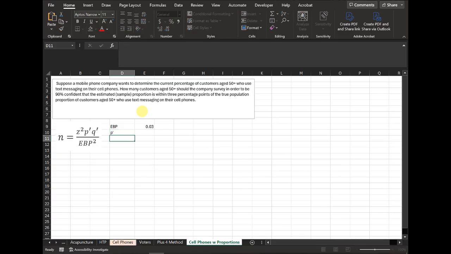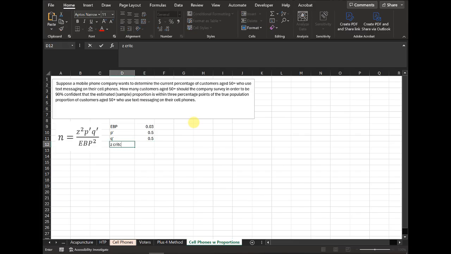Now, you'll notice that this problem says nothing about the actual proportions that we're using here. So if you have a problem where you're trying to compute n like we are here, and you have no other information, you can just assume that both of these are going to be 0.5.